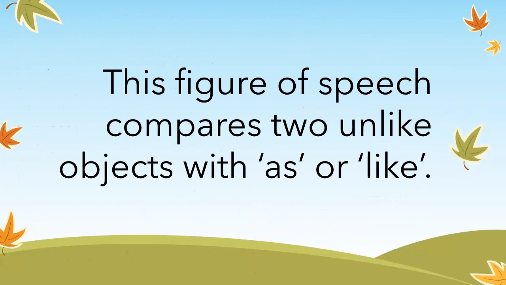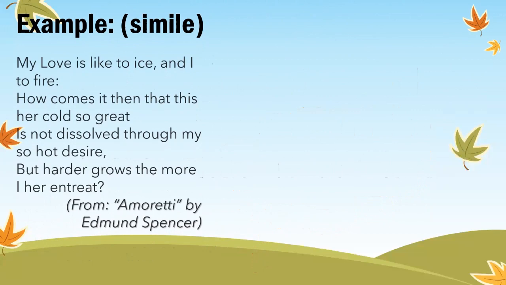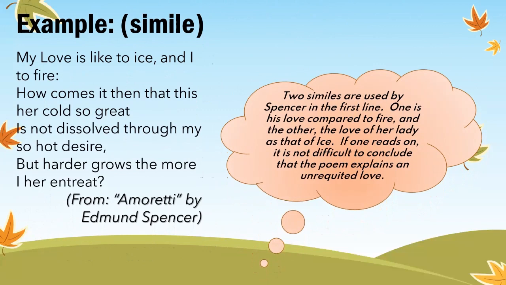These are not similar to each other, and then sometimes you use "as" for them. Just refer to the example by Edmund Spenser, a poem entitled Amoretti: "My love is like ice and like fire." So the first line compares the speaker's love to ice, and he also compares himself to fire. So that's kind of a simile.